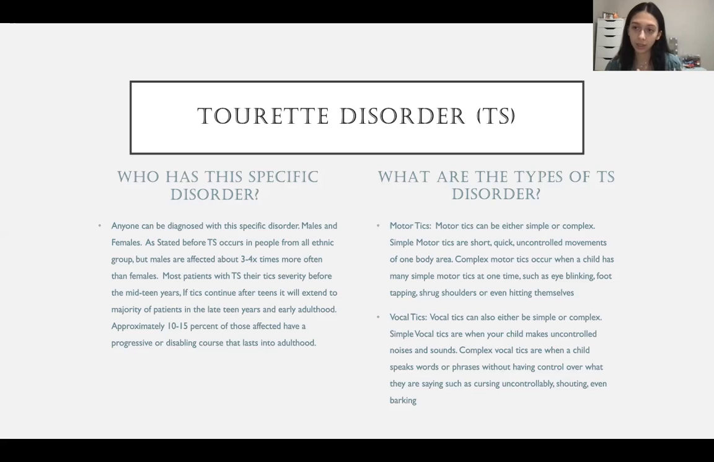Vocal tics. Let's continue with vocal tics. Vocal tics can also be either simple or complex.